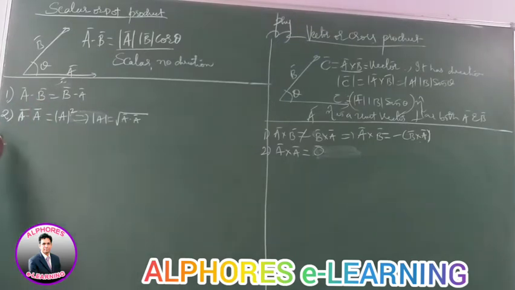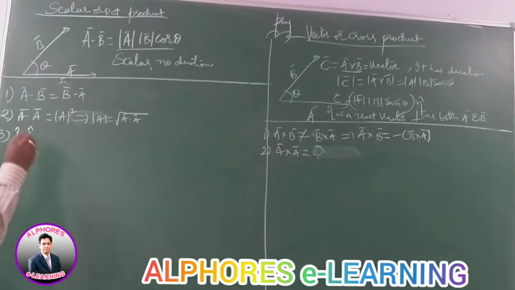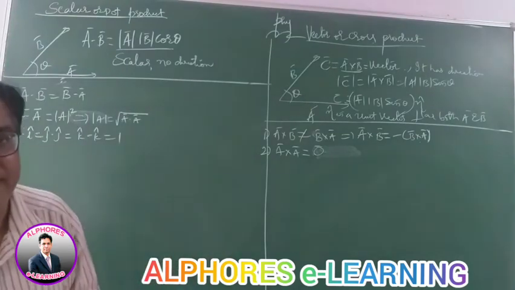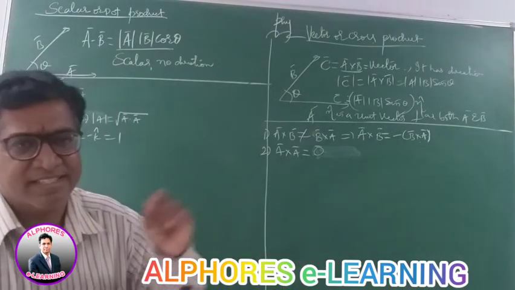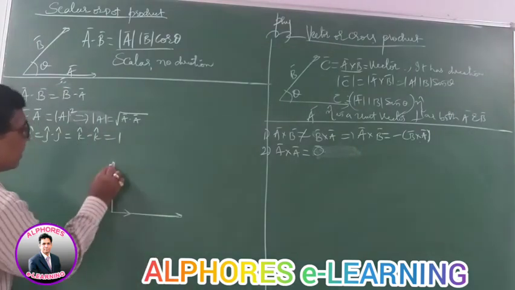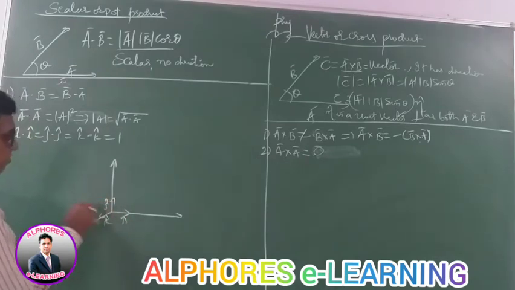Okay, third one. Now similarly, if I take I dot I, then if A dot A is A square, then I dot I is I square. So I dot I is I square, that is 1. Similarly, J dot J is 1, K dot K is also 1. What is I? Unit vector along x axis. I have explained: unit vector along x axis is I, along y axis is j, and along z axis is k. So it is I cap, j cap, and k cap.